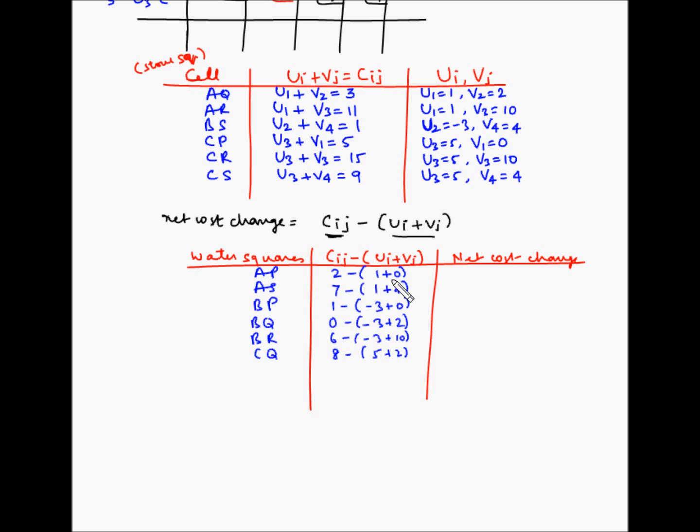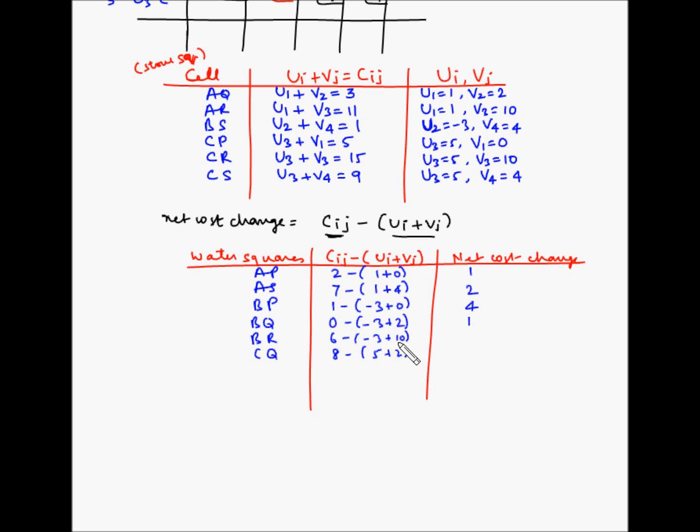So now let's calculate the net cost change. This becomes 2 minus 1, which is 1. This is 7 minus 5, which is 2. This becomes 1 minus 3, or 1 plus 3, which is 4. This becomes minus into bracket minus 1. So minus minus plus, this becomes 1.